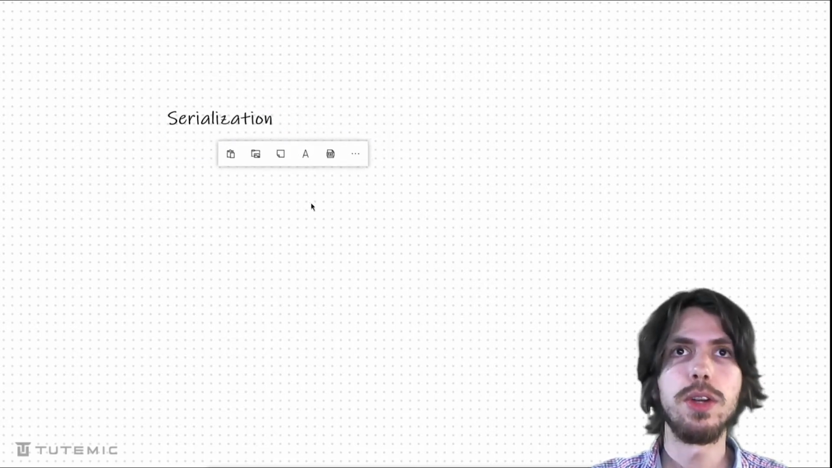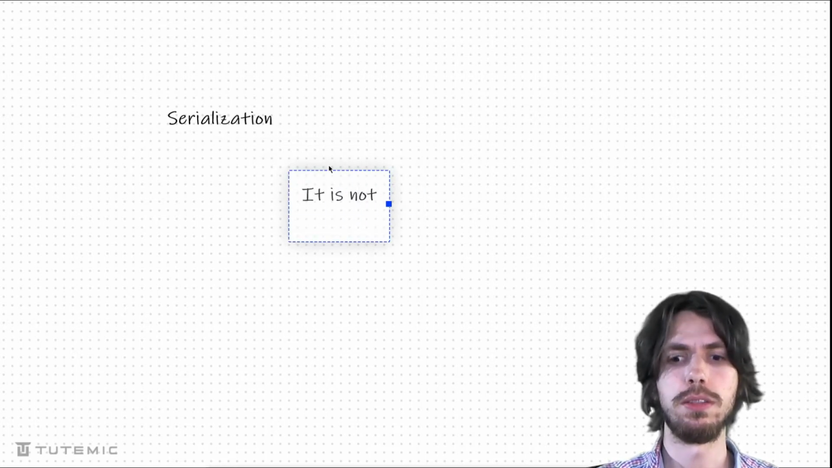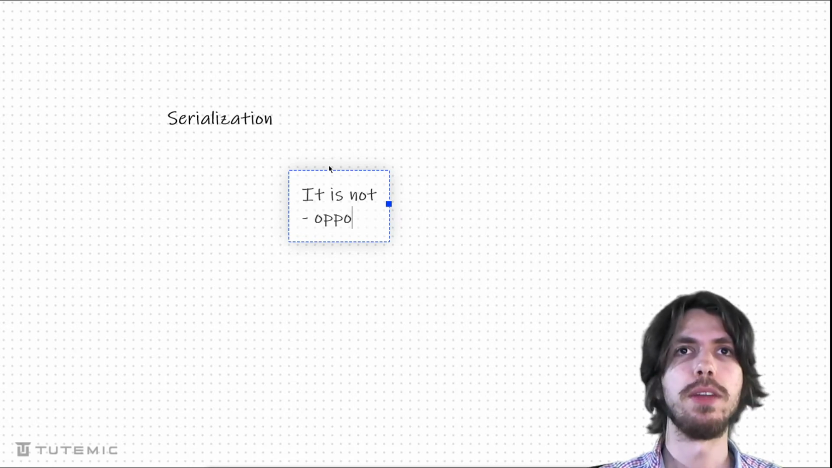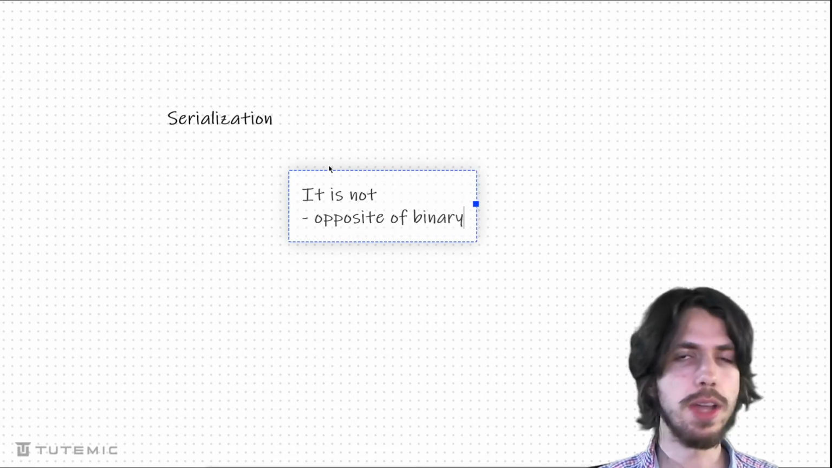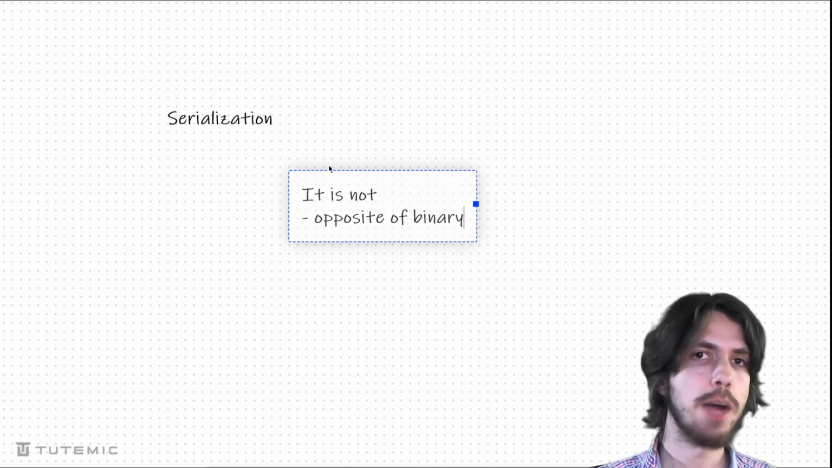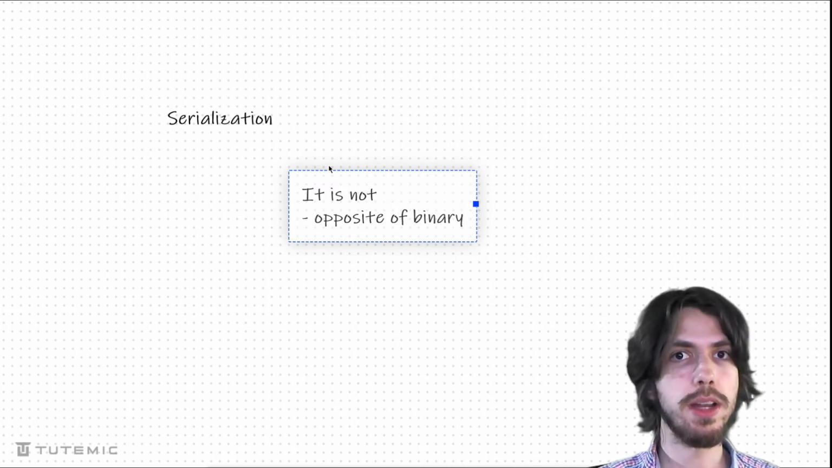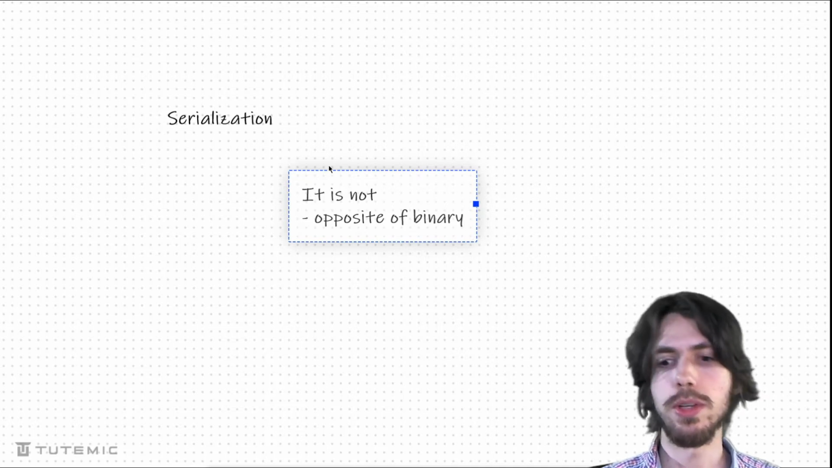Anyways, let's start with what serialization is not. Some consider it to be kind of like the opposite of binary or something like that. This is not correct. We're not going to talk about exactly what binary formats mean, but it is certainly not the opposite of binary. In fact, some serialization formats are themselves binary, so it's definitely not mutually exclusive. We're not going to worry too much about that today.